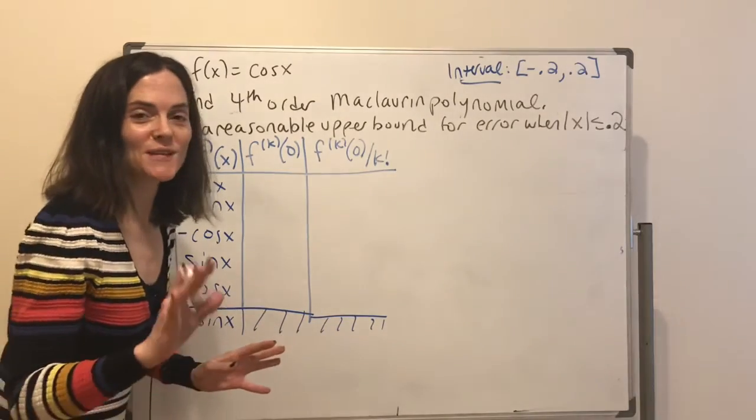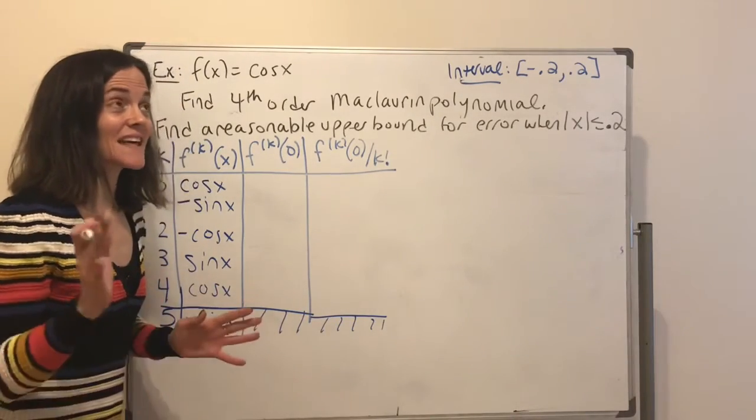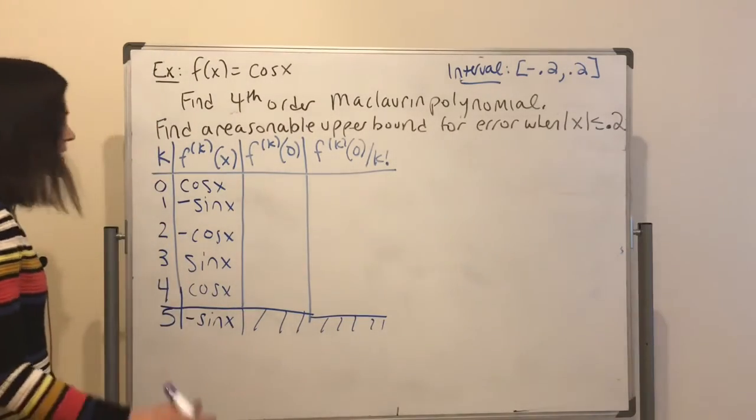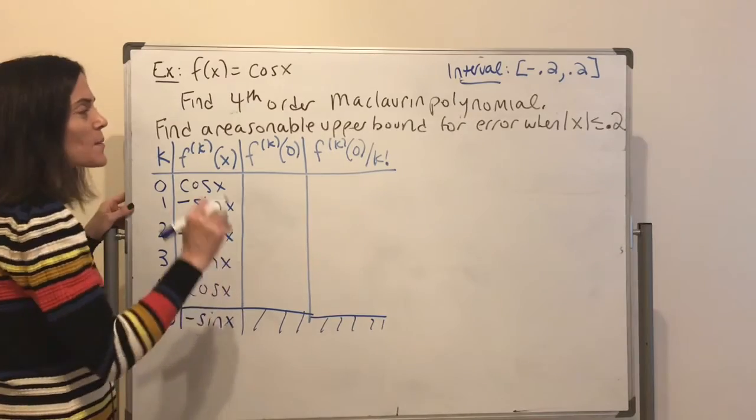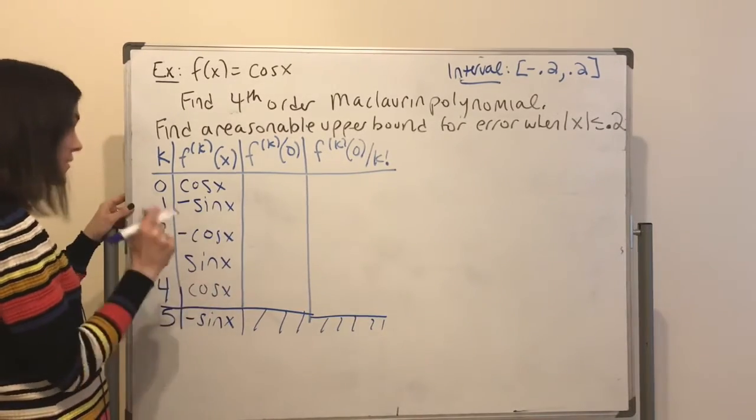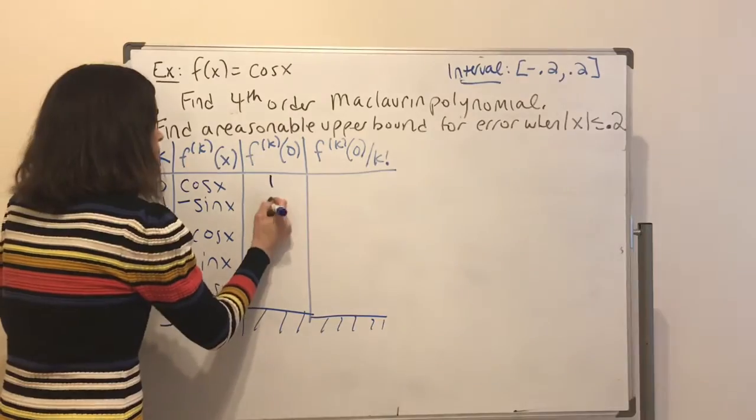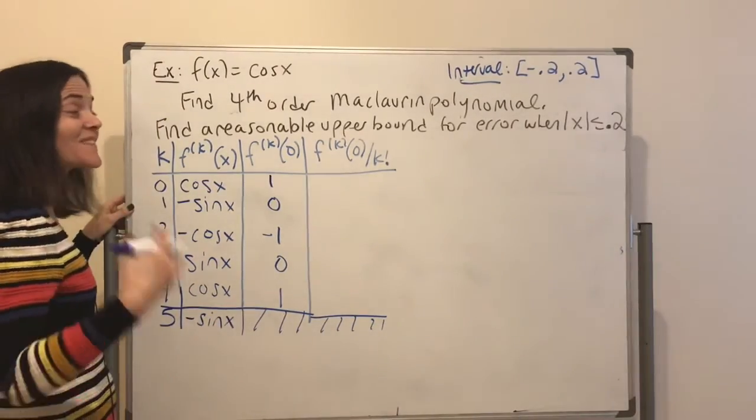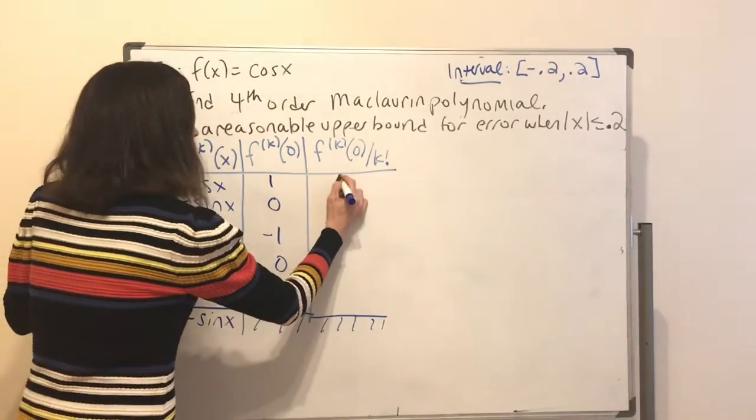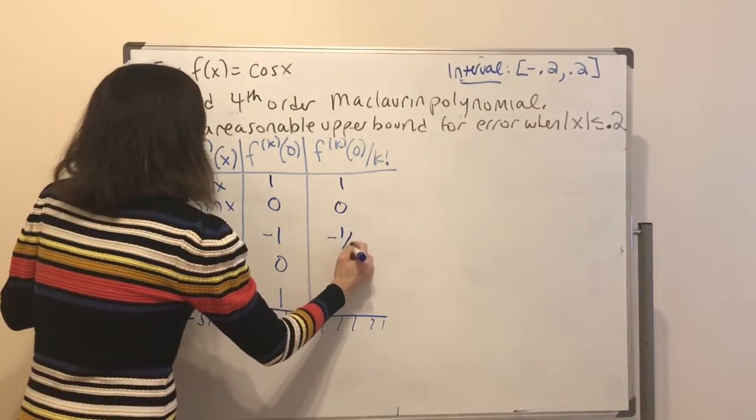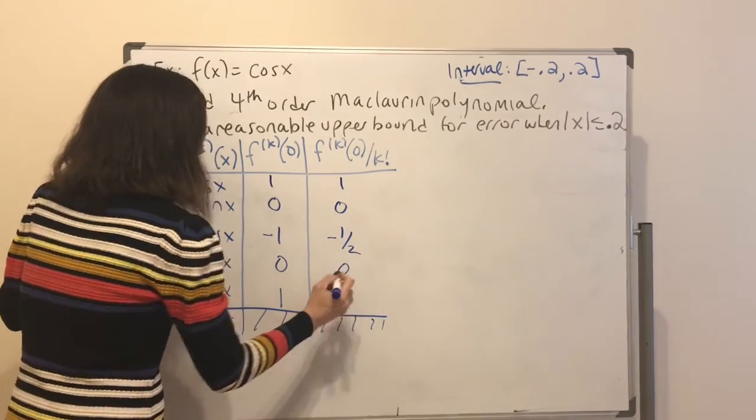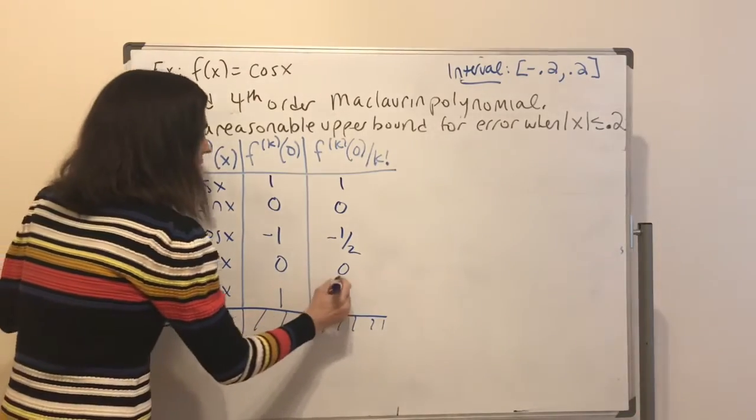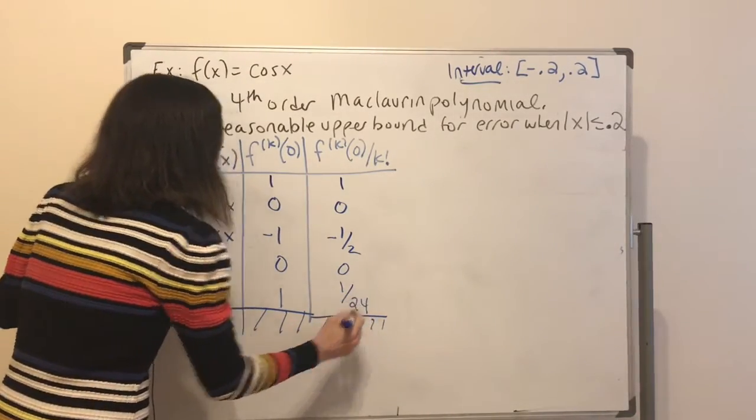In particular, we were talking about this a little bit in the last video with our Maclaren series, and we will do more of that again. Right now, of course, our focus is polynomials and the error. Then we evaluate at 0, and then we divide by k factorial. So we have 1, 0, negative a half, 0, and then 4 factorial is 24. So this is a positive 1 over 24.